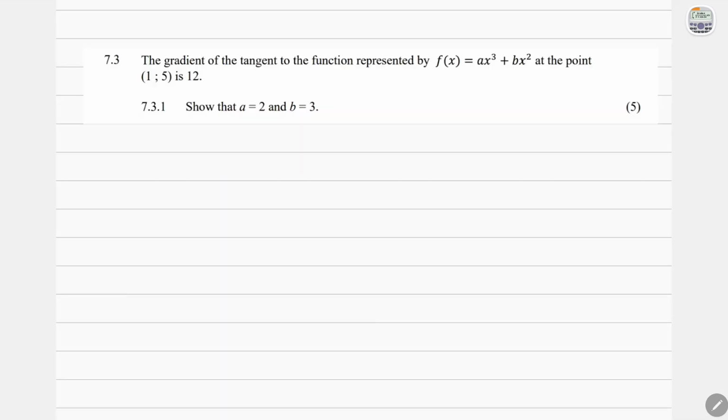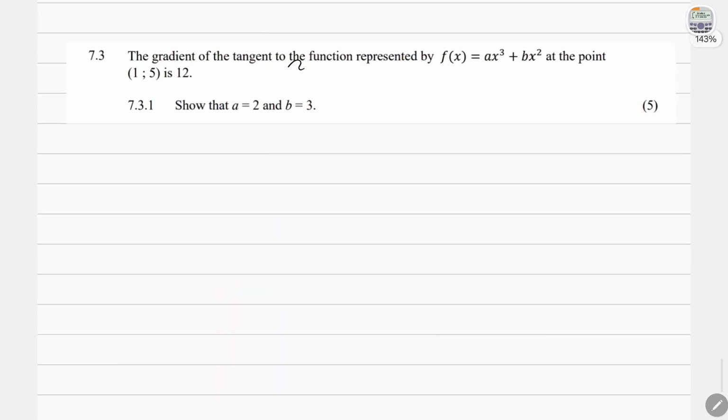Question 7.3 says, the gradient of the tangent to the function represented by f of x is equal to ax cubed plus bx squared. So we have a cubic function. At the point 1 and 5 is 12. And 7.3.1 says we need to show that a is equal to 2 and b is equal to 3.